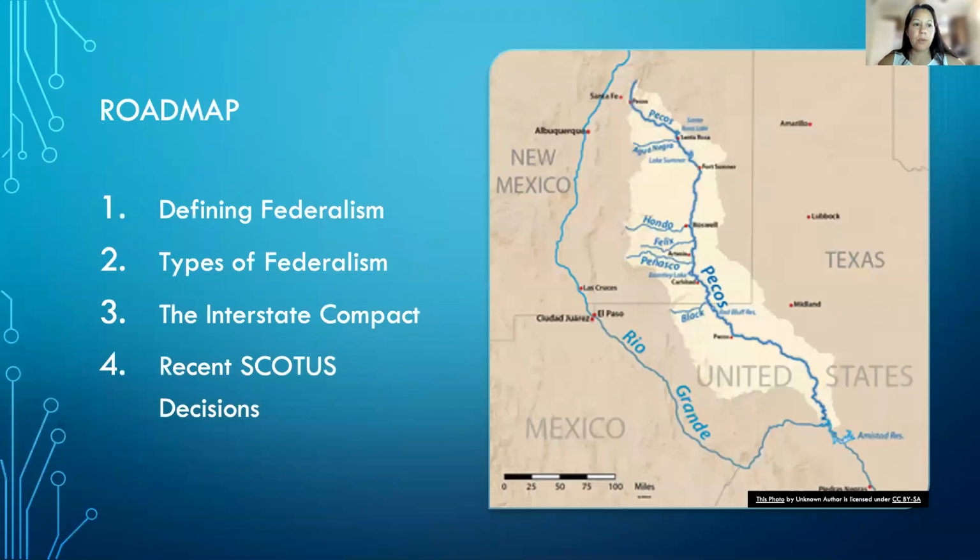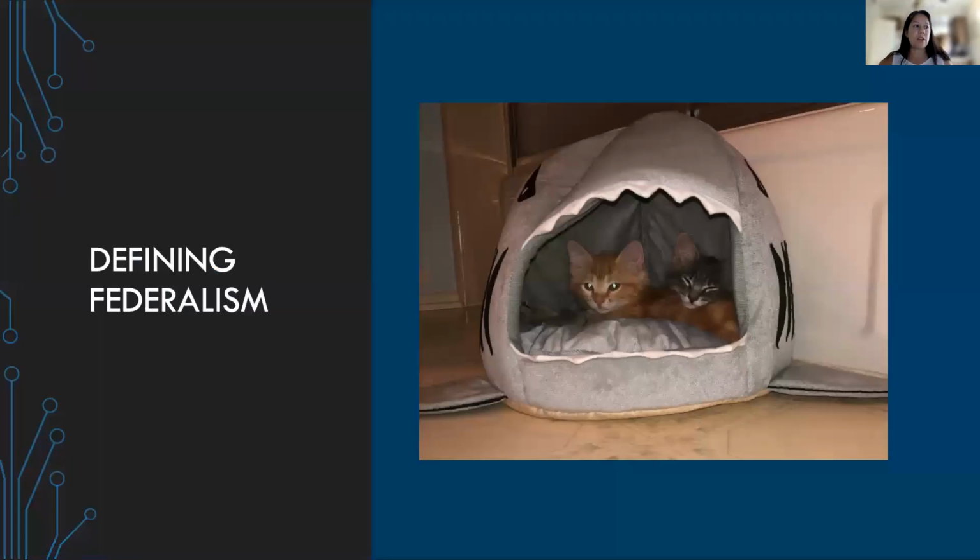The roadmap for this discussion is going to follow defining federalism, types of federalism, the Interstate Compact, and then recent SCOTUS decisions to identify some of the major conflicts that are occurring in federalism over water policy or environmental policy that then affects water policy. So the first thing is just defining federalism.